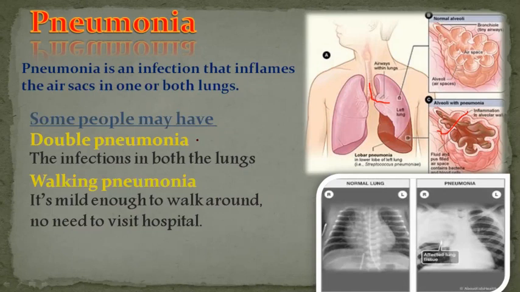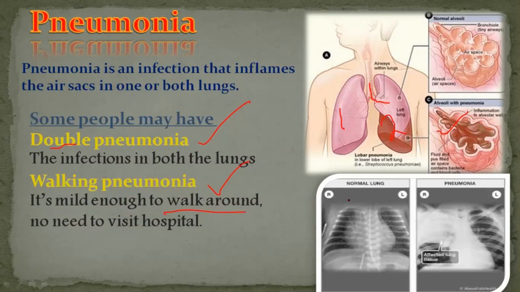Some people can have double pneumonia, some can have walking pneumonia. What do you mean by these two terms? Double pneumonia: because we have two lungs, if one lung is affected, that is a simple common pneumonia. But if both of the lungs are affected, that is called double pneumonia. Walking pneumonia means it is so mild that it can be cured by itself without visiting the hospital, and in that we can walk around, we can do our jobs, we can do our household work as well.